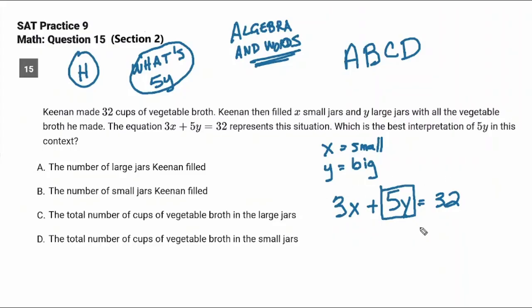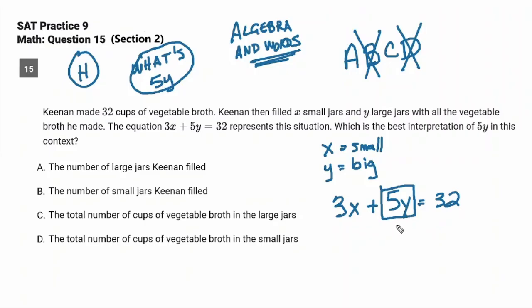What is y? We said y is big jars. So you can always go and cross off answer choices that are going to say what y is not. A says number of large jars. All right, that's cool. B says number of small jars. No, y is big jars, so that's gone. C says large jars. All right, that's cool. D says small jars. All right, that's gone. You can always get these down to two answer choices if you can just figure out what the letter's about and cross off answer choices that don't agree.